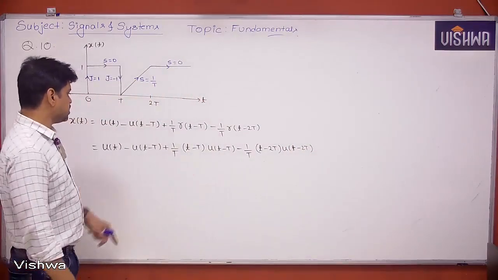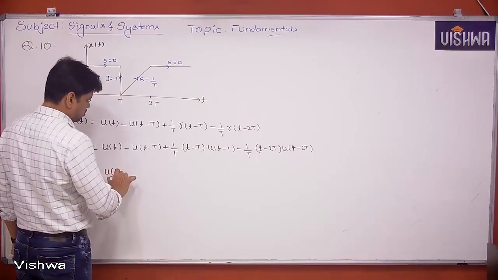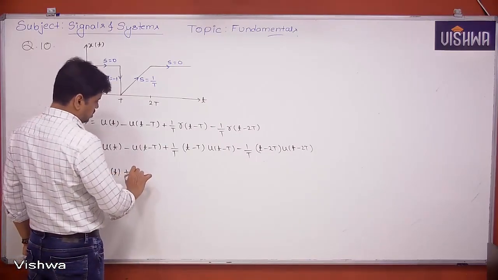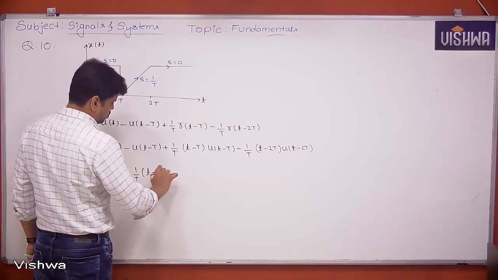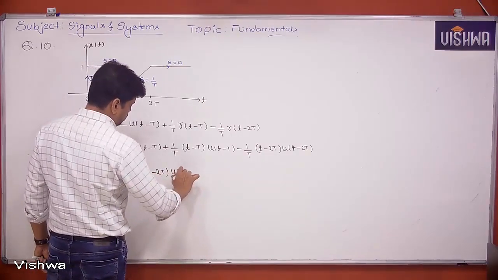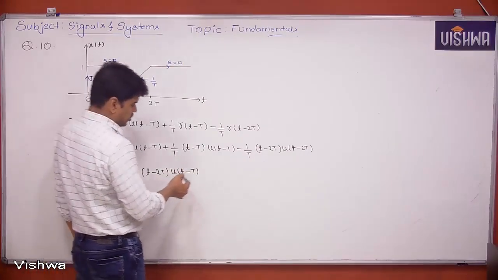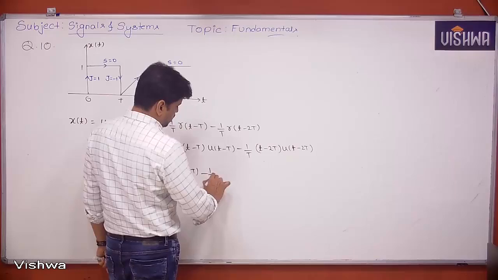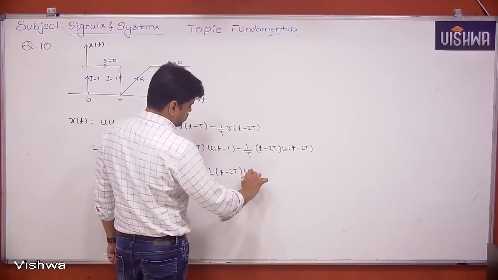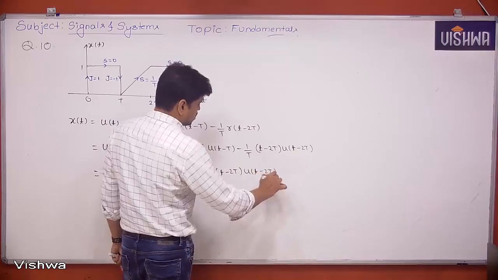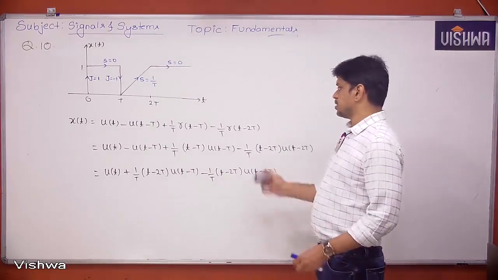u(t) minus t, u(t) minus t, you can take common out, u(t) plus 1 by t, t minus 2t, u(t) minus t. Try this one, so do it by yourself so that you can get it. Minus 1 by t, t minus 2t, u(t) minus 2t. This is what they have given as the final answer. Okay, take it.